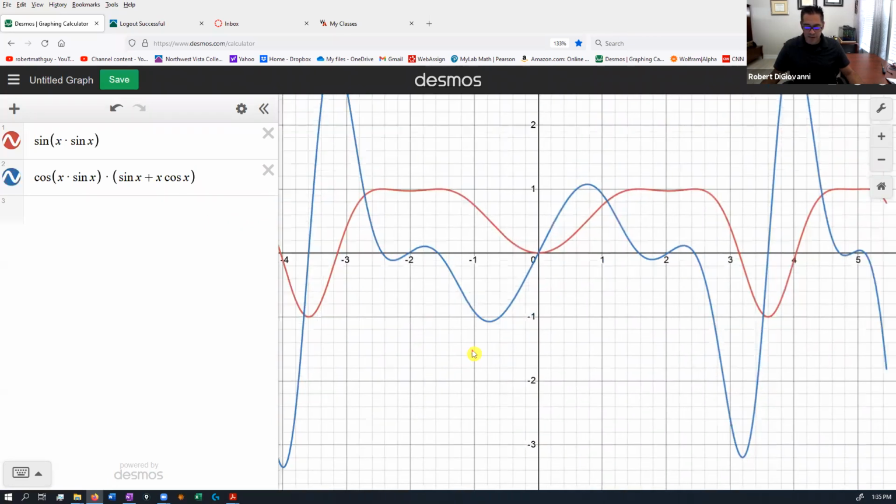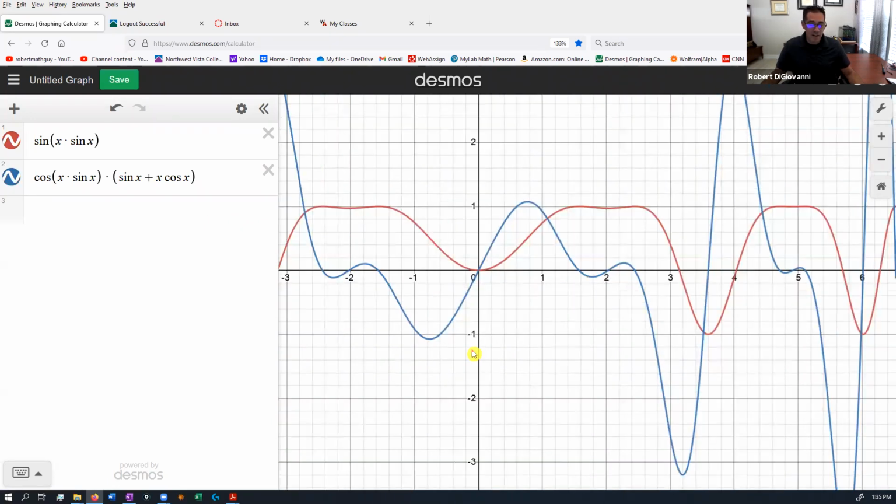So let's check. Anywhere I see a flat tangent line on the red one, I should see an x-intercept on the blue one. So let's look for some flat tangent lines. I have a flat tangent line here on the red one, and the blue one does have an x-intercept there. Looks like I have a flat tangent line about here, and yes, an x-intercept. Another flat tangent line here and an x-intercept. Maybe another there, another x-intercept. Flat tangent line here and an x-intercept. It's looking pretty good.